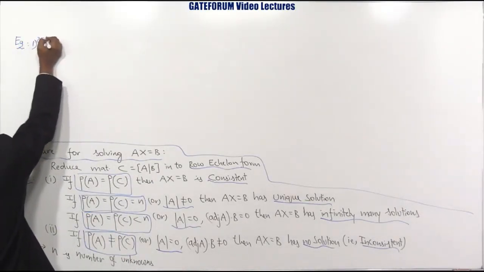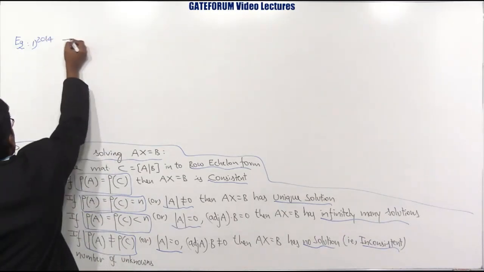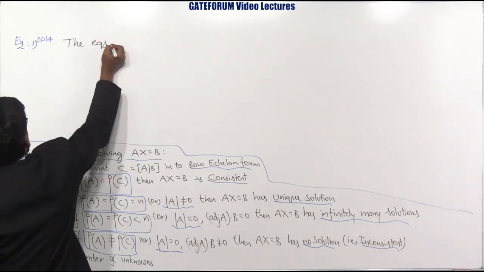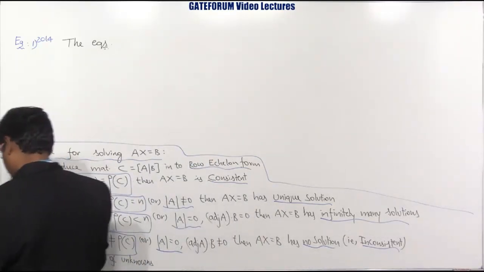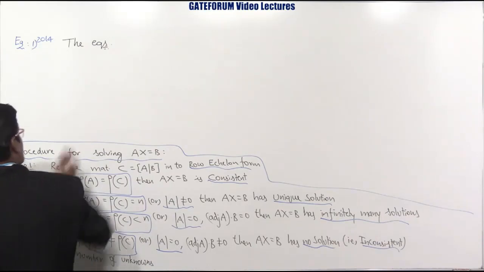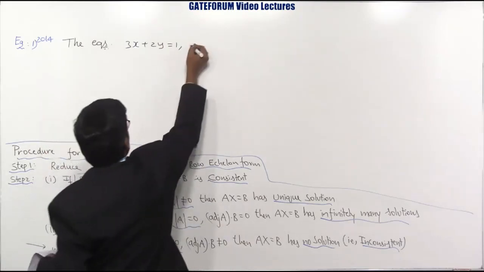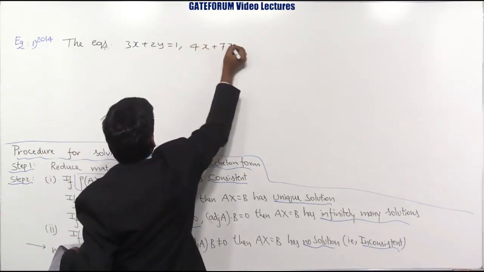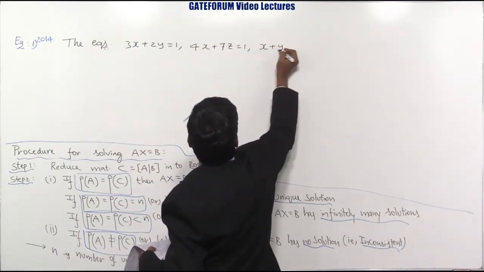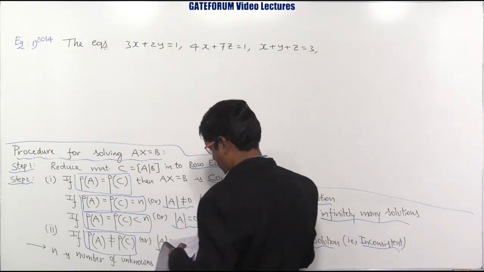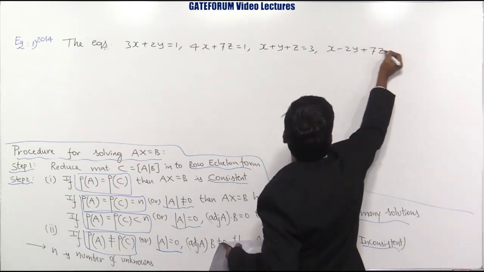Number 1, this question was asked in 2014, 2 marks. The equations, so I am writing EQS, which stands for equations, the short form. 3x plus 2y is equal to 1, 4x plus 7z is equal to 1, x plus y plus z is equal to 3, x minus 2y plus 7z is equal to 0.